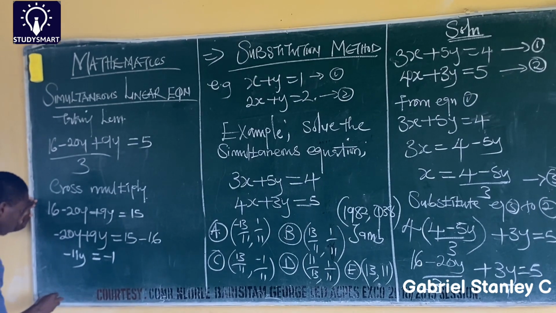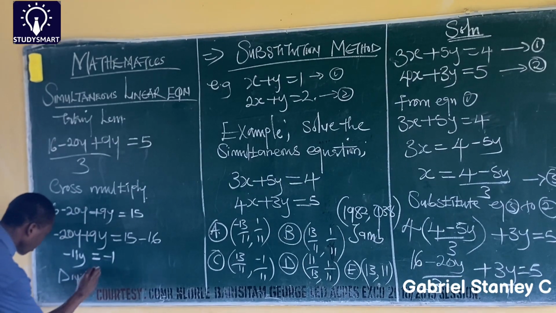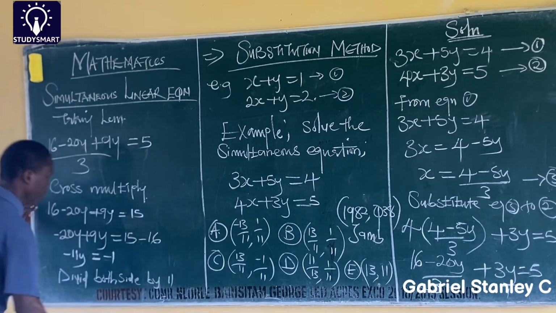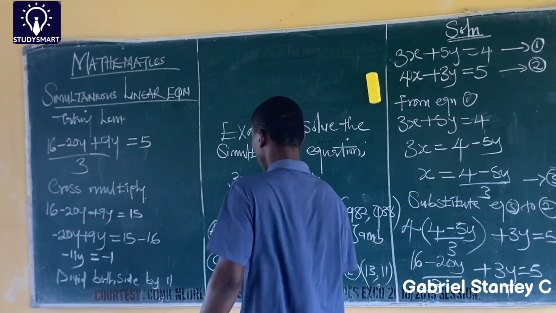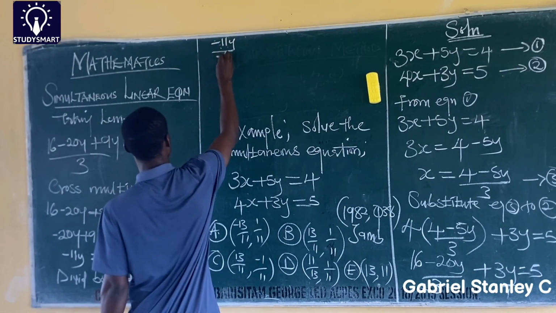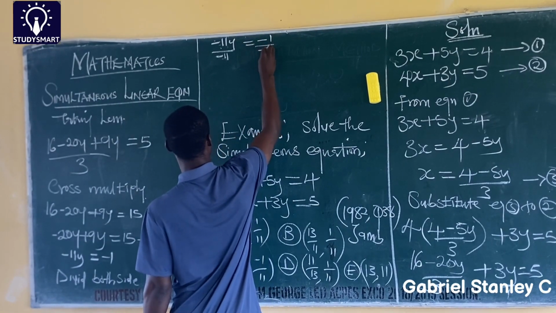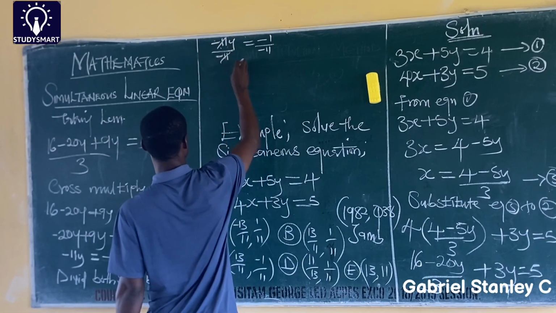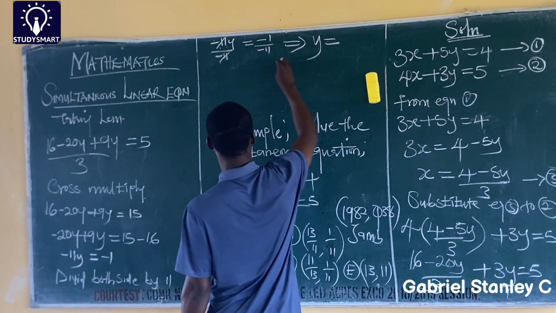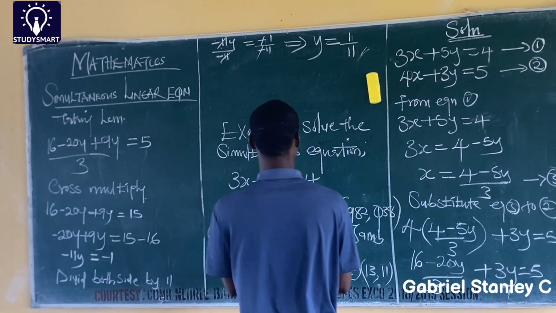So if I divide both sides by 11, I'll be having minus 11y over minus 11 equal to minus 1 over minus 11. Right, so this will cancel out this. I'll have y equal to 1 over 11. So that's the value of y.